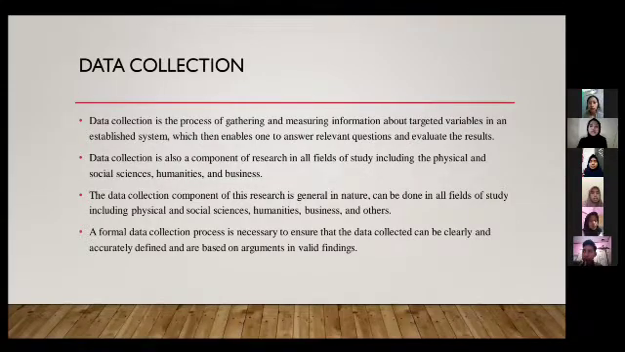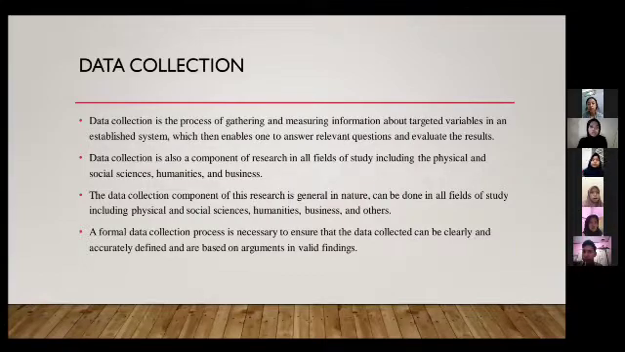The data collection component of research in general can be done in all fields of study, including physical and social sciences, humanities, business, and others. The purpose of an organization conducting data collection is to find quality findings which are later translated into data analysis, and then can be an accurate and credible answer to the question asked.